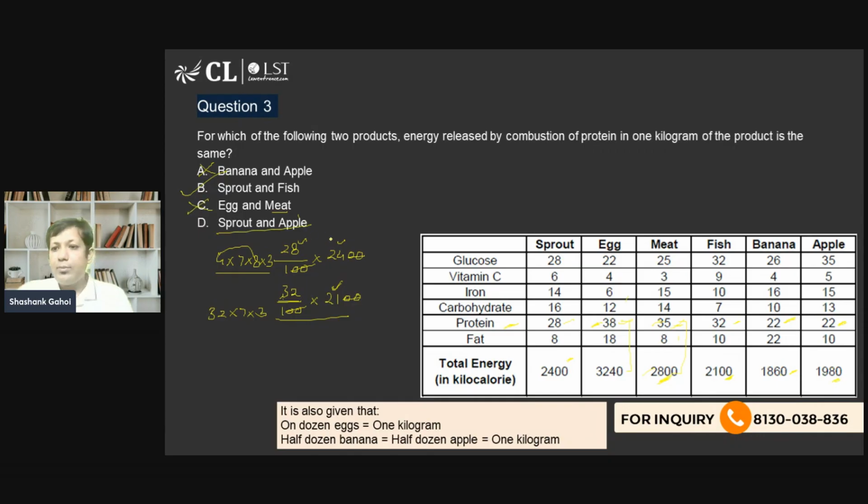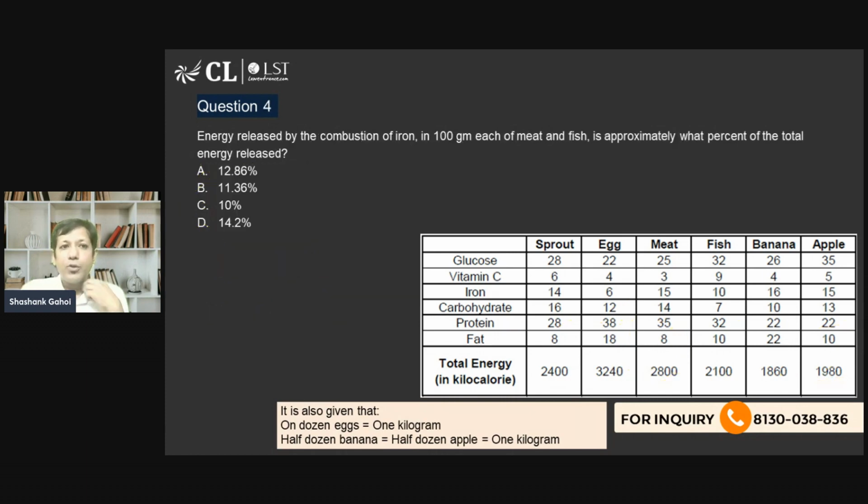Similarly, sprout and apple, I can say 1980 is a multiple of 11, 22 is also a multiple of 11, and neither of them is a multiple of 11. So we can reject the fourth option as well. So directly we can see which common multiple it is, and then we can approach the question. Now let's move on to the next question.